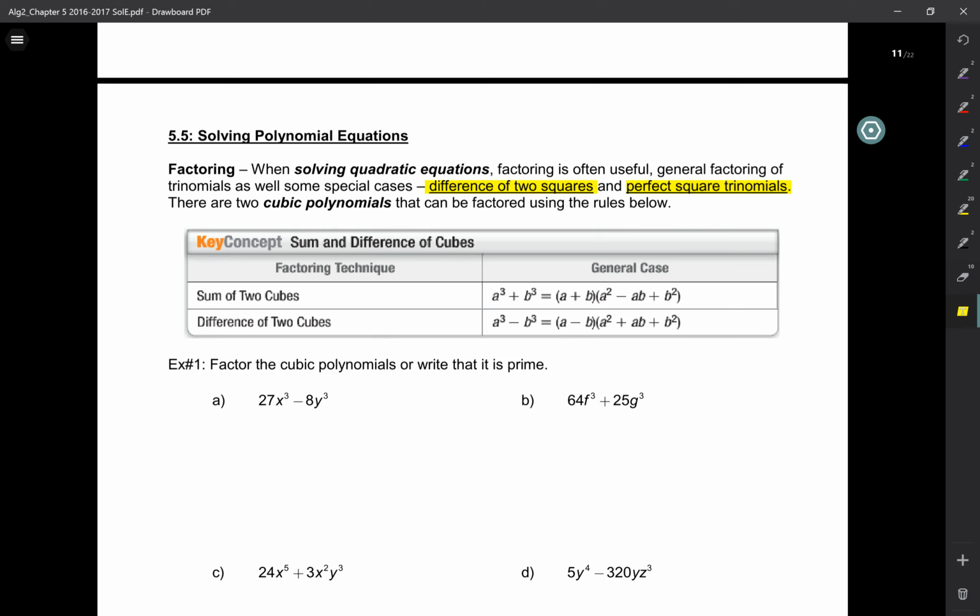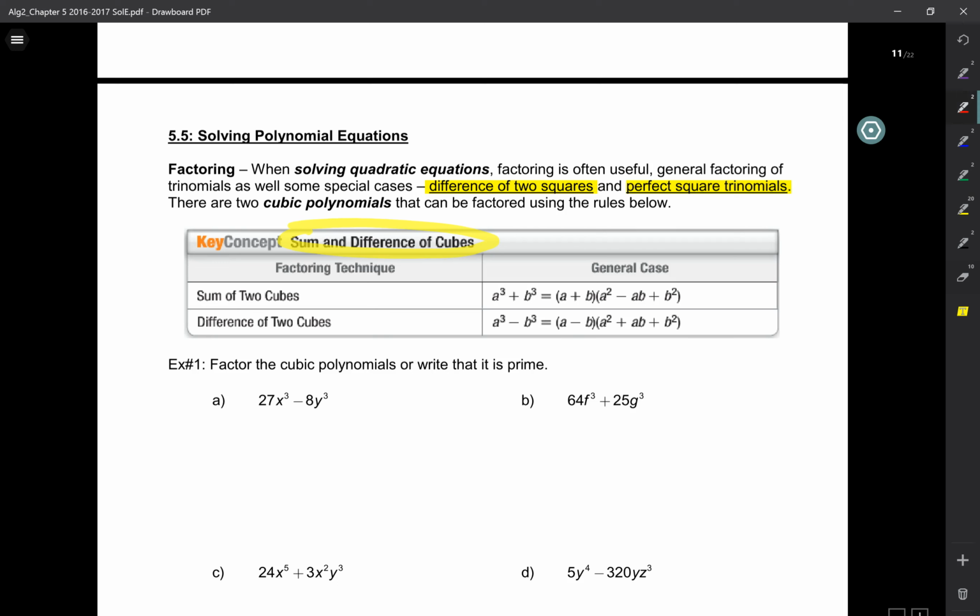And we're going to talk about some patterns and some rules to factor those patterns. All right, the first thing is when you have a sum and difference of cubes, right? So basically when you have two perfect cubes and you're either adding them or subtracting them.